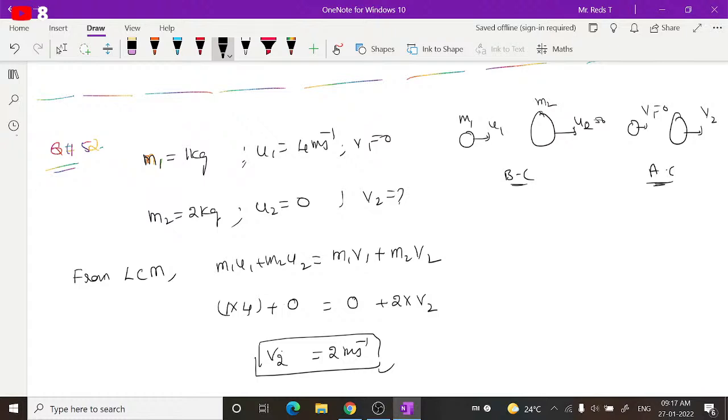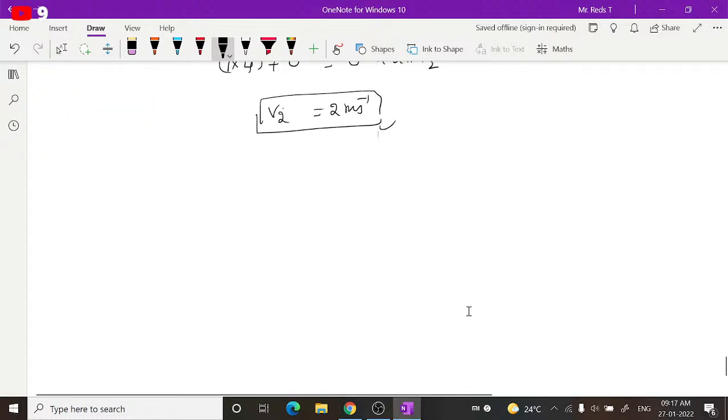These are a few questions based on elastic collision. Now we can try to work out a few more questions based on elastic and inelastic collisions. You see, the previous one was level 2 exercise 2, which we did. Now level 2 exercise 1, a few questions based on elastic and inelastic collisions.